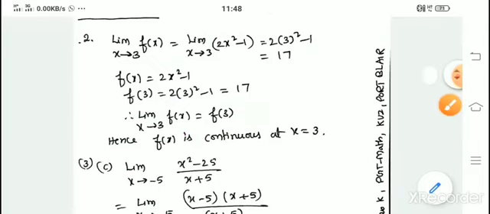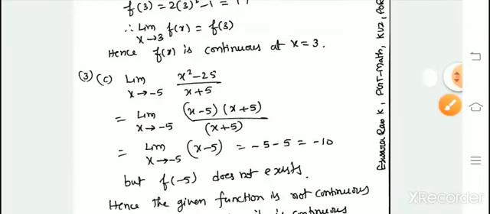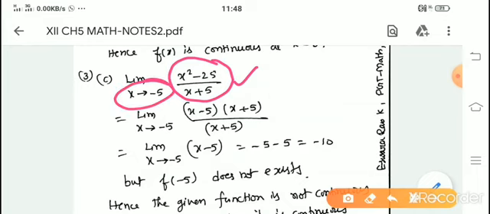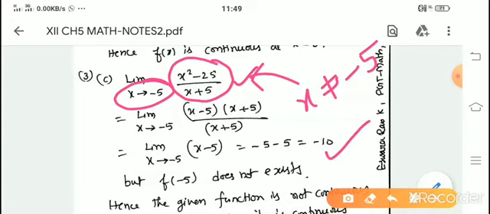Next one, the third question, part C. You can do it the same way as our first question. f of x is given as (x squared minus 25) by (x plus 5), and we take the limit at x equal to minus 5 and check it. Because they gave x not equal to minus 5, you have to take this function. When I check with x not equal to minus 5, I get minus 10. But f of minus 5 does not exist. That is why they gave us x not equal to minus 5 in the question.